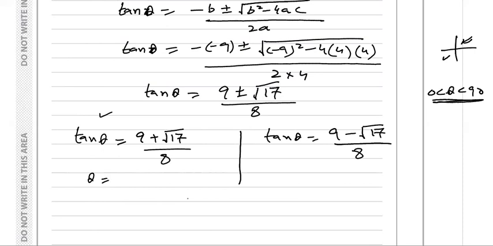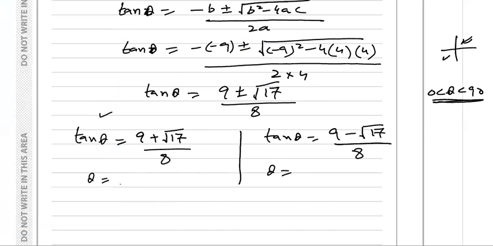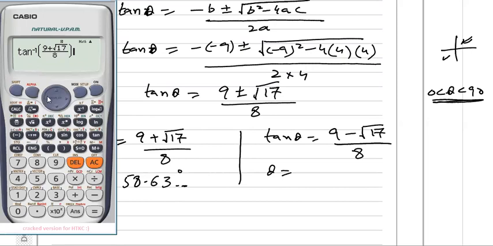So in this case, your theta will be tangent inverse, and make sure the calculator is in degree mode. So for example, in the first case, tangent inverse of 9 plus square root of 17 divided by 8. So it is 58.6333 degree. And in this case, now you will put the negative sign in the value, so 31.366.